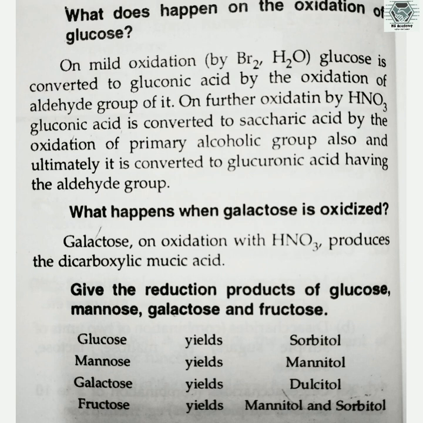What happens when galactose is oxidized? Galactose on oxidation with HNO3 produces the dicarboxylic mucic acid. Give the reduction products of glucose, mannose, galactose, and fructose. So, you can see here, glucose yields sorbitol, mannose yields mannitol, galactose yields dulcitol, and fructose yields mannitol and sorbitol.